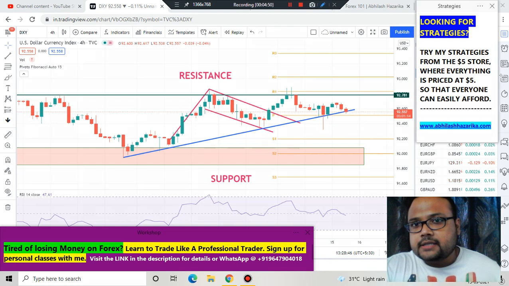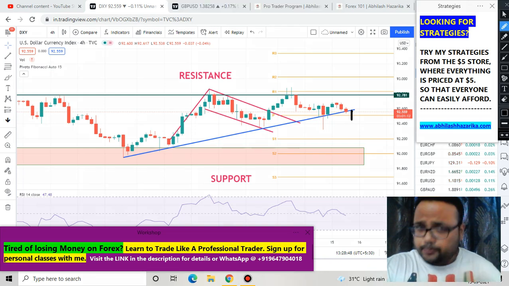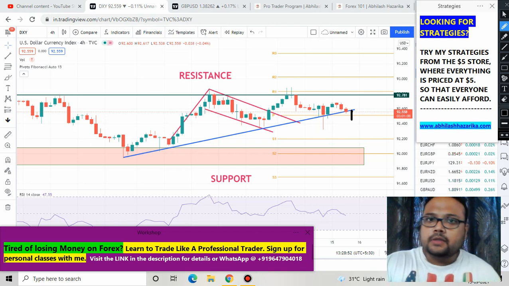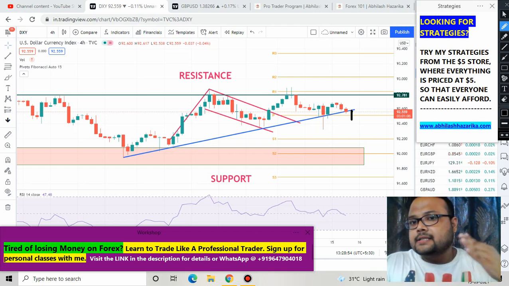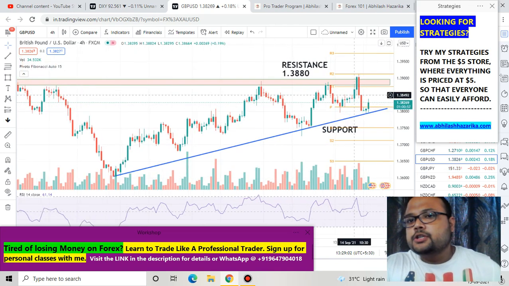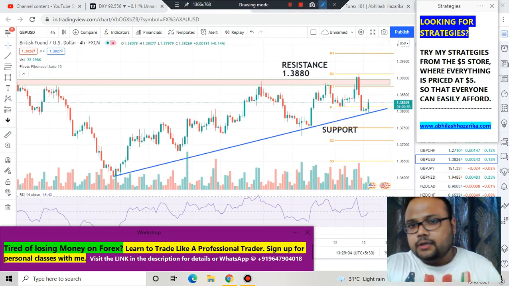In case there is a heavy selling on the US dollar after a couple of hours, 1 or 2 hours, then you can easily go for buy at GBP USD. Otherwise, in case market takes support, then do not go for buy on GBP USD. Though GBP USD is in a very good position right now, still you should be careful.